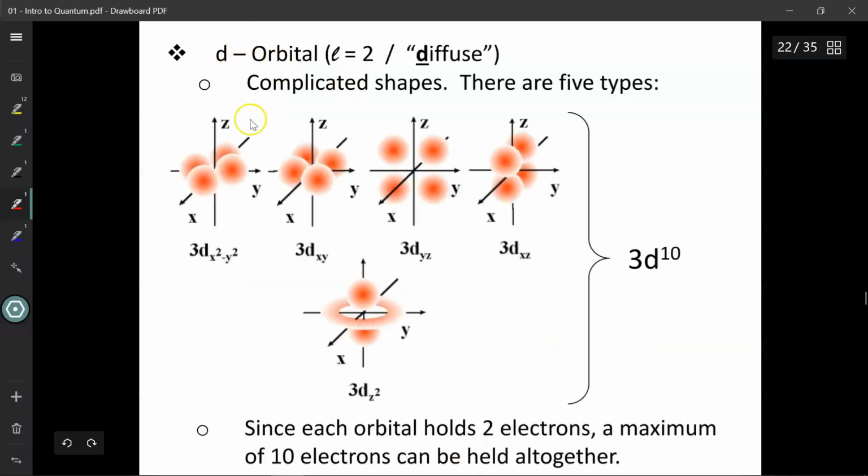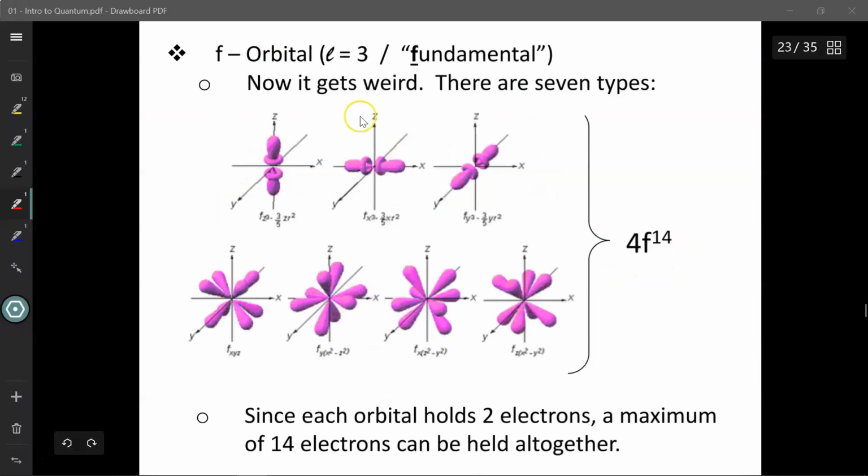And since d orbitals have 5 suborbital shapes with 2 electrons for each, 2, 4, 6, 8, 10, d orbitals can hold a maximum of 10 electrons. Same with the f orbitals. There are 7 different suborbitals, so 2 each, 2, 4, 6, 8, 10, 12, 14, for a maximum of 14 electrons allowed in the f orbital.